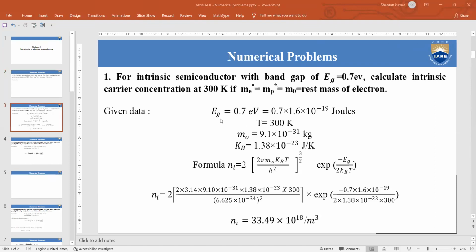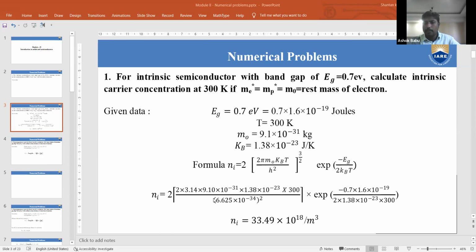See the solution. So the energy gap is 0.7 electron volts, converting into joules by multiplying by 1.6 into 10 power minus 19, and T equals 300 Kelvin. M naught is nothing but the rest mass of the electron, 9.1 into 10 power minus 31, and the Boltzmann constant is 1.38 into 10 power minus 23 joule by Kelvin. So the formula will be (2 pi kT by h square) whole power 3 by 2 and (Me star Mh star) whole power 3 by 4, if the rest mass of the electron and holes are not the same. If in that problem the electron mass and hole mass are the same, that's why I have taken it here only. Within the bracket I have taken m naught kT by h square whole power 3 by 2, exponential of minus Eg by 2kT, and substitute directly.